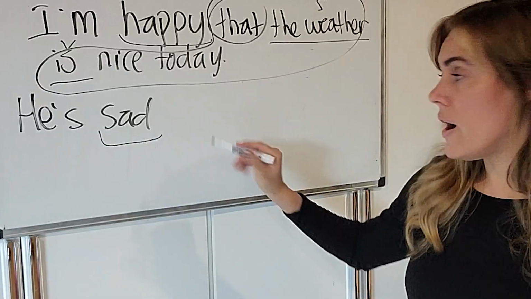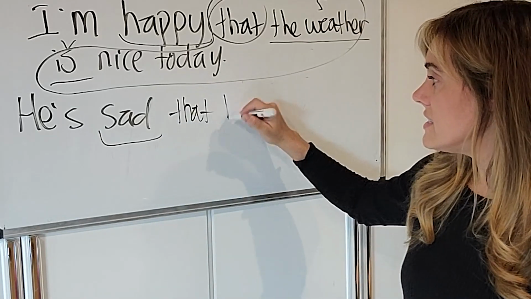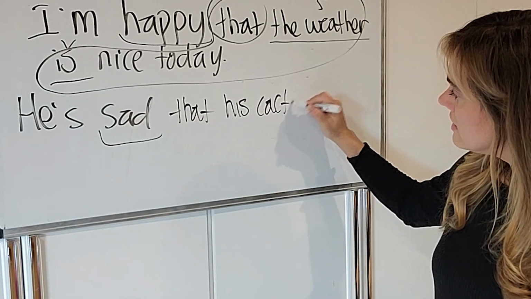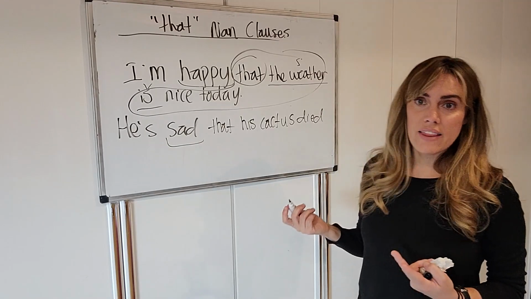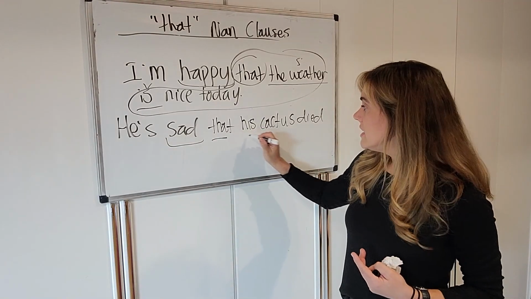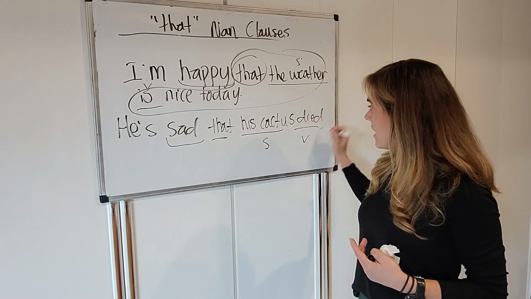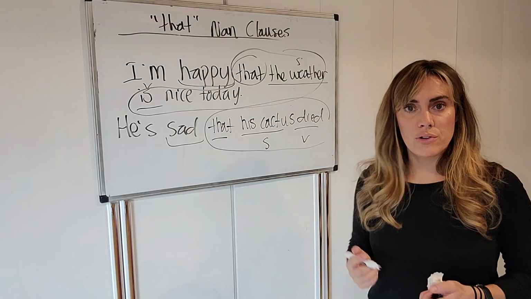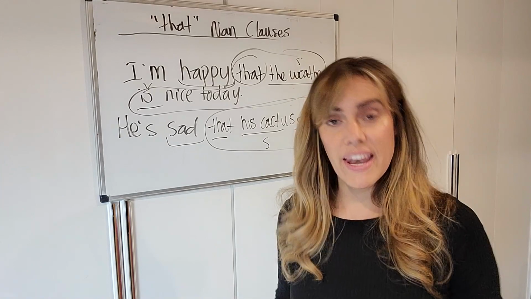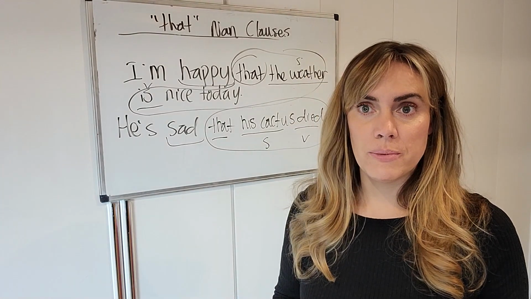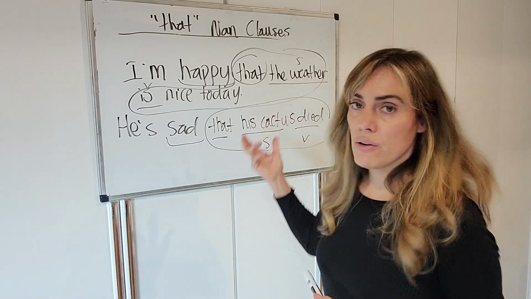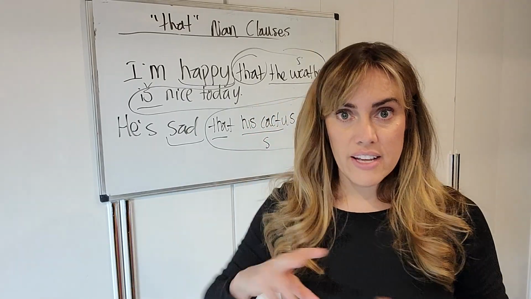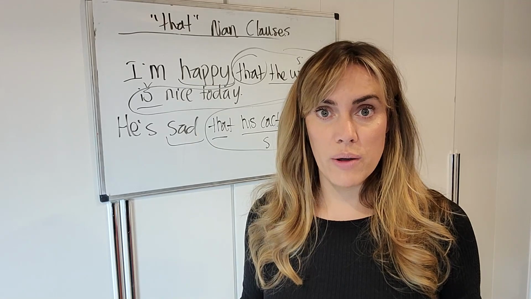He's sad. Why? He's sad that his cactus died. Right? He had a dead cactus. He's sad that his cactus died. That his cactus died. The whole thing is a noun clause. It acts like one big noun, but it has a subject and a verb inside of it. Okay? So that's the first way that we can use noun clauses, is with the word that, starting a clause, acting like one big noun.